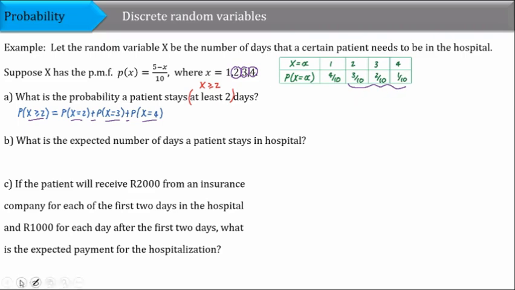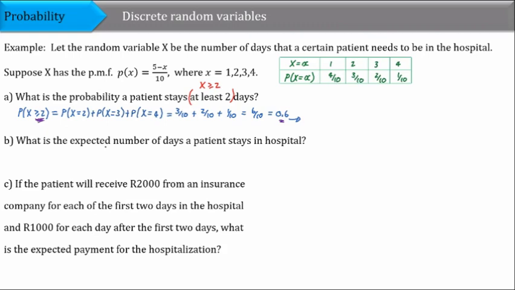It's in our table. So that is simply 3 over 10 plus 2 over 10 plus 1 over 10, which gives us 6 over 10, or 0.6. So the probability of a patient staying at least 2 days in hospital is 0.6.